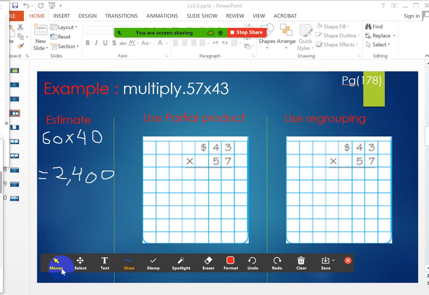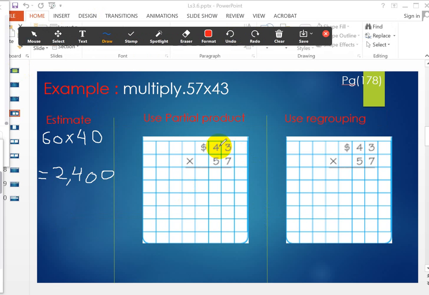So the first method here, I will use the partial product. I will take first the number 5 and multiply it with 43. First thing, the value of the 5 in the tens digit equals 50. Multiply what? Multiply 4 in the tens digit. The value of the 4 in the tens digit equals 40.